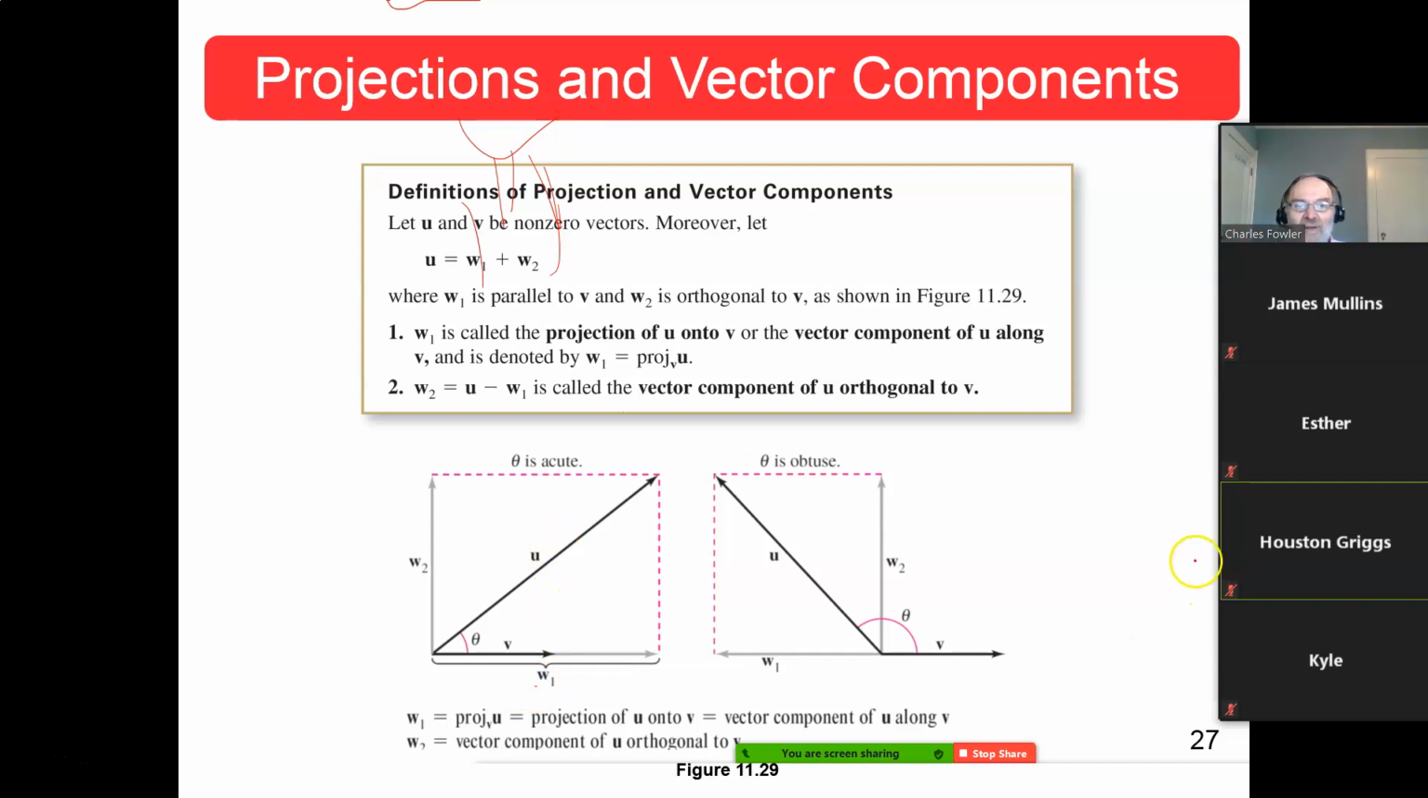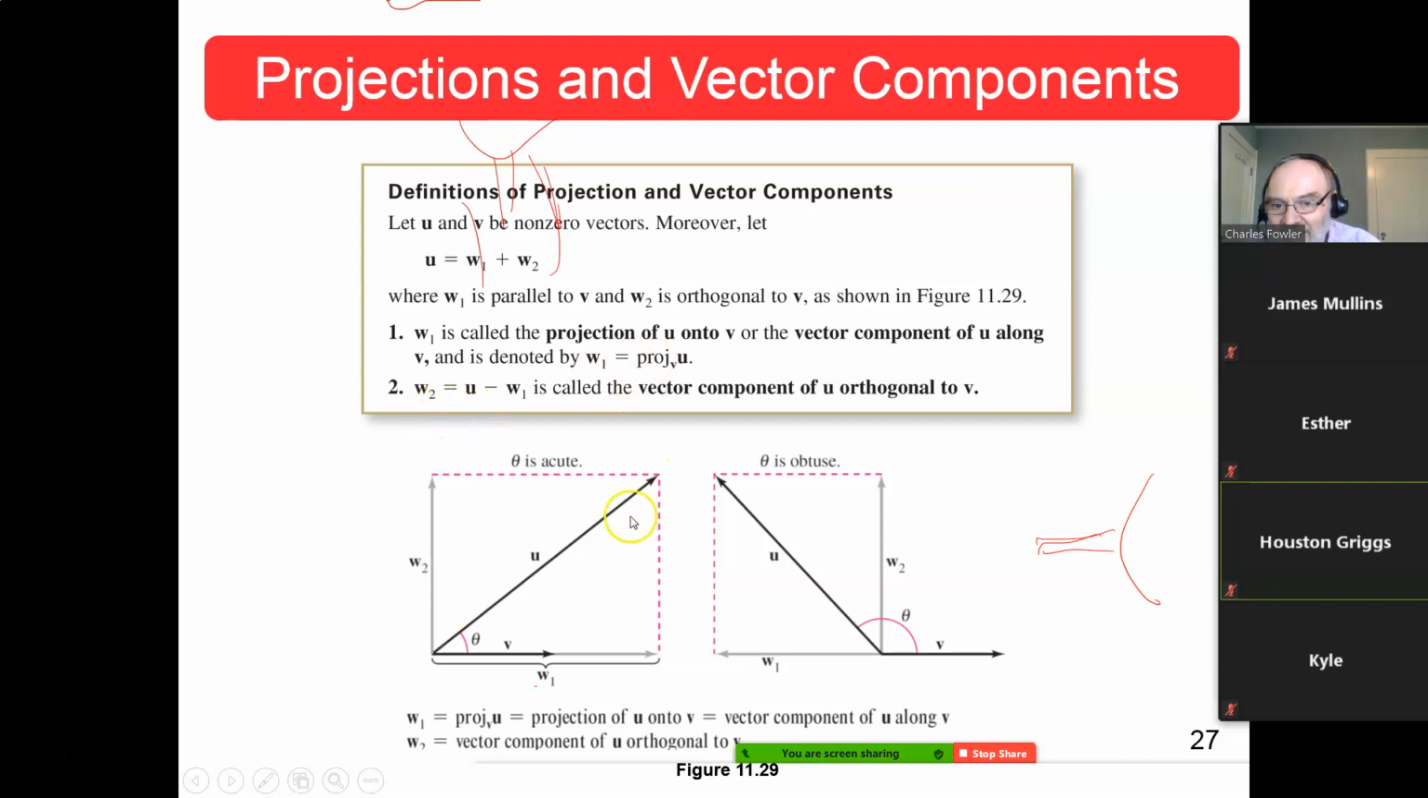Now, if you had a light way over here to the side, shining on vector U this way, the shadow of vector U onto, say, the y-axis here, the W2 axis, that would be the magnitude of W2. So that's why you can think of projection as the part that would be shadowed by a light directly overhead. W1 is the projection of U onto V, and the vector component of U along V, denoted by W1. W1 is the projection of U onto V. Okay, I said it backwards.